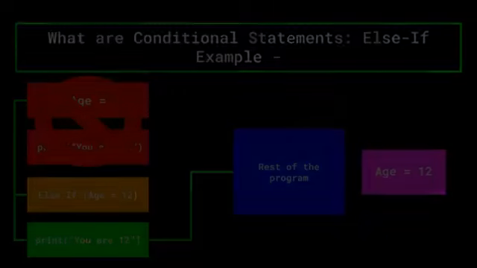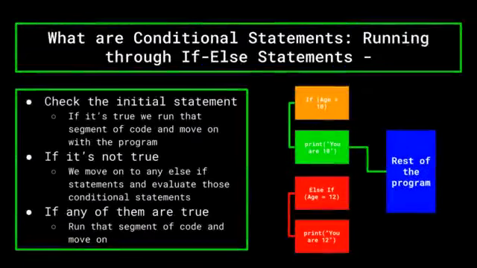So, as a review, we check the initial if statement. If it's good, then we run all of the code within that if statement's curly brackets and move on with our program. If the initial if statement is not true, we then move on to any else if statements and evaluate if those conditional statements are true. We can have as many else if statements as we want, although this could lead to clutter amongst your code, so we'll talk about some alternatives later to help this out.